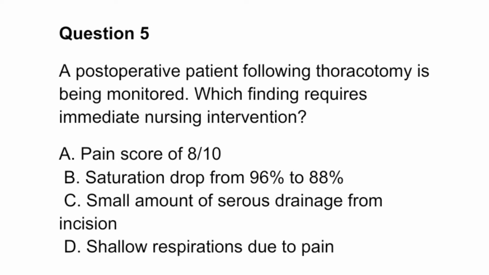Question 5. A postoperative patient following thoracotomy is being monitored. Which finding requires immediate nursing intervention? A. Pain score of 8 out of 10. B. Saturation drop from 96% to 88%. C. Small amount of serous drainage from incision. D. Shallow respirations due to pain.